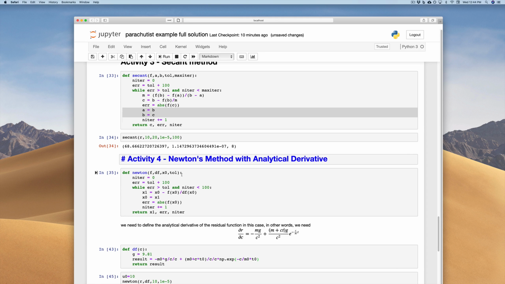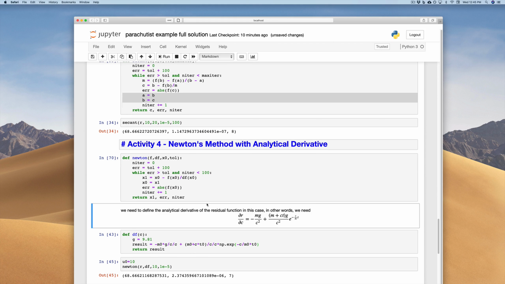Now we're going to come to Newton's method. We're going to execute this routine over here, we're just going to define it. Next, we obviously need to define the derivative of the residual function, and I went ahead and calculated that for you. You can do this by hand or run it through symbolic manipulation software. It's kind of annoying, and that's the point here. We're going to try to address that in a second. However, this is the derivative.